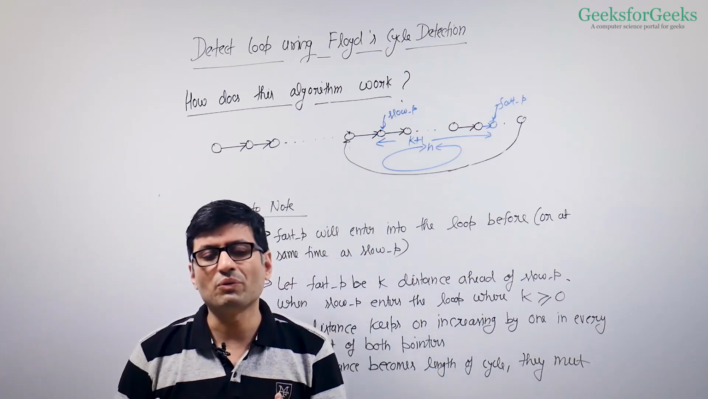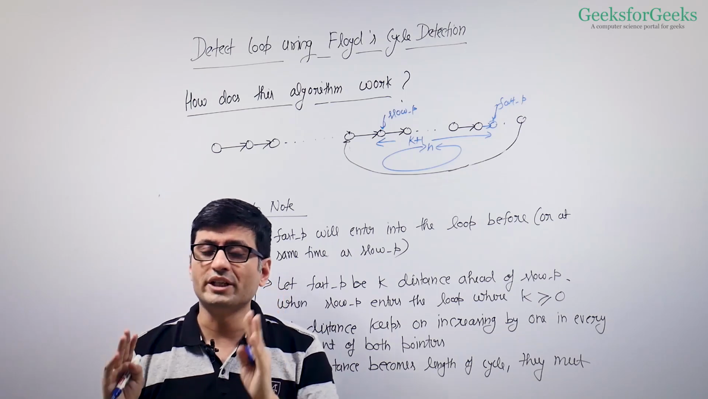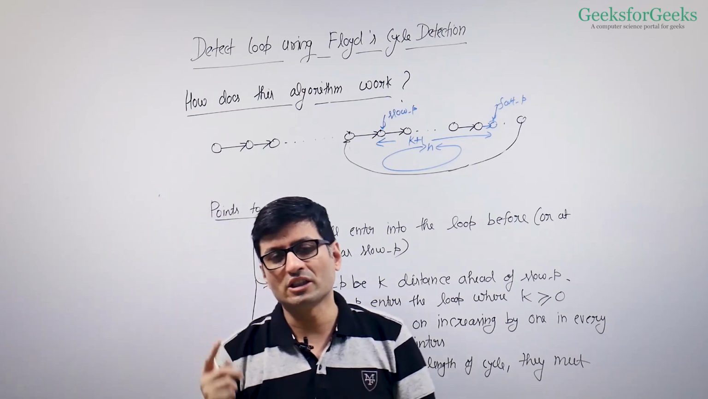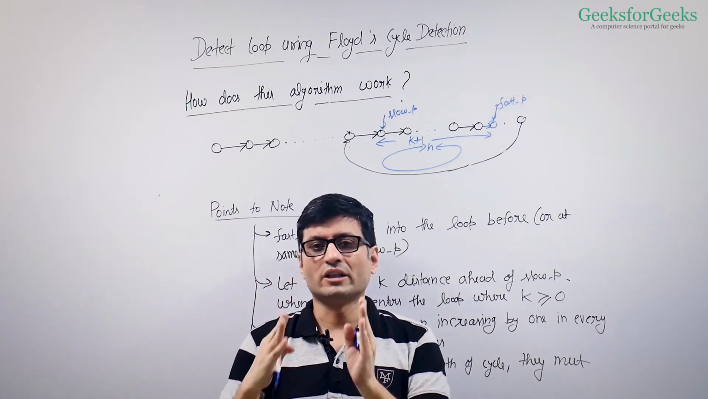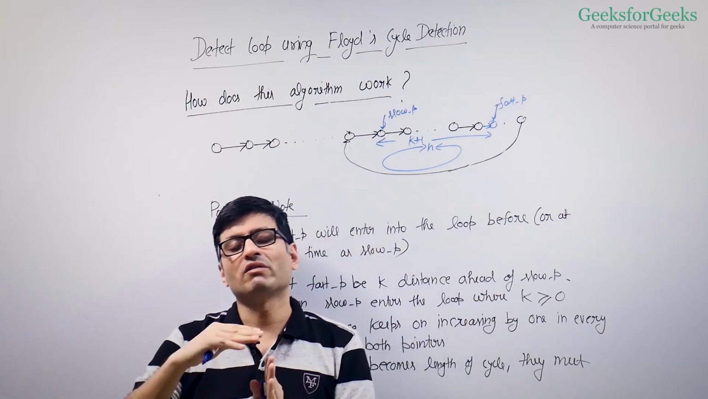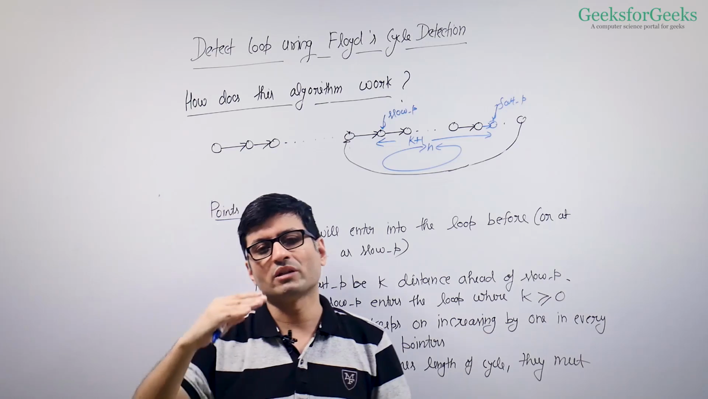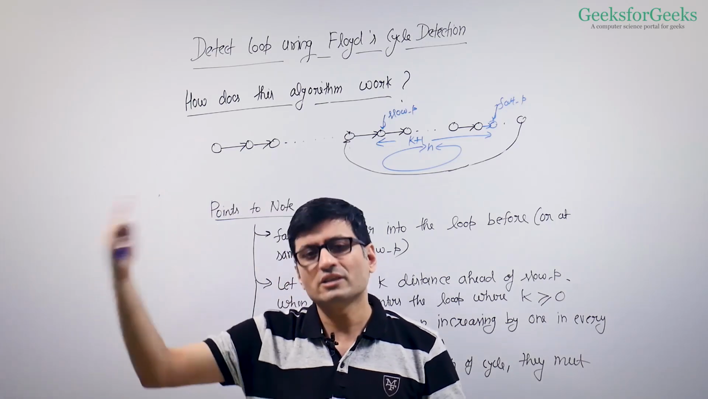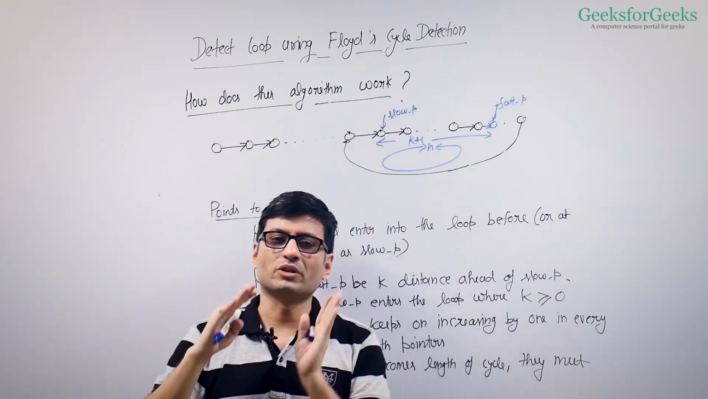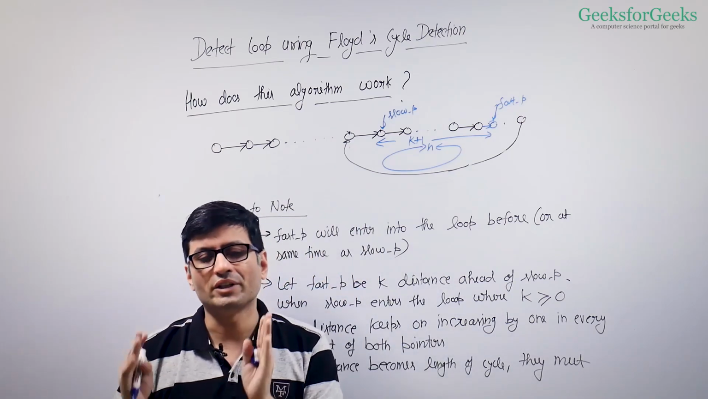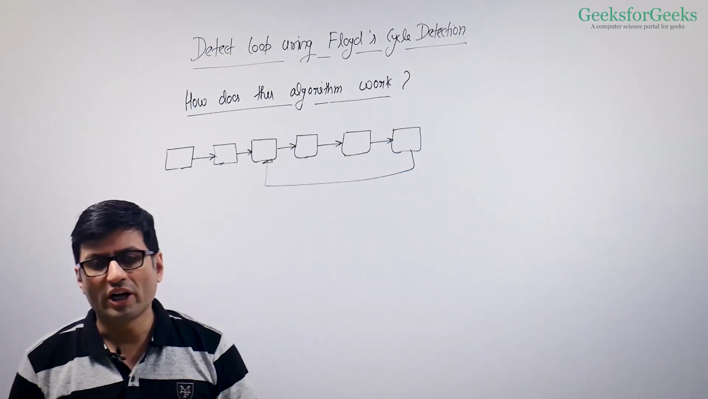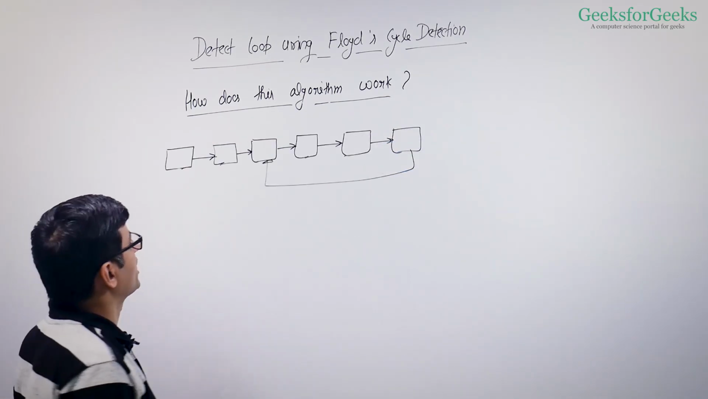So that is why we pick the speed as twice, so that the distance keeps on increasing by 1. It is initially k, so k will definitely become n. Say k is 3 and n is 7, so k will become 4, 5, 6 and then 7, right? So when you are increasing 1 by 1, they'll definitely meet. Let us do a dry run of this algorithm to understand it better.